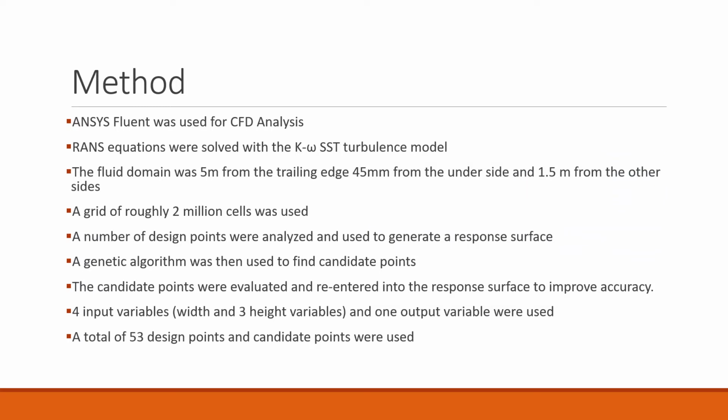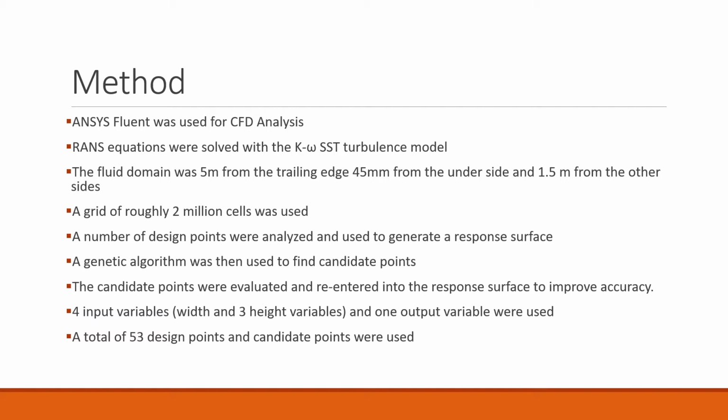In order to perform the CFD analysis, I used the commercial solver ANSYS Fluent. The Reynolds-averaged Navier-Stokes equations were solved using the k-omega SST turbulence model. The fluid domain extended 5 meters downstream of the trailing edge. The ground clearance was 45 millimeters, and the remaining sides were extended 1.5 meters from the wing except for the symmetry plane. Based on previous analysis performed on the wing, a grid of roughly 2 million cells was generated.